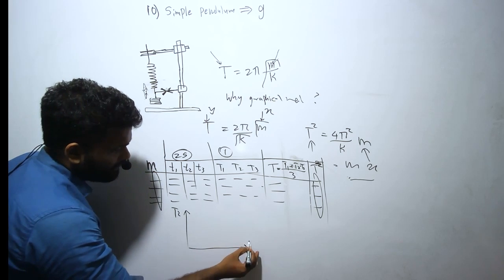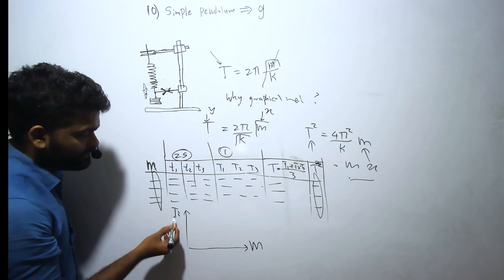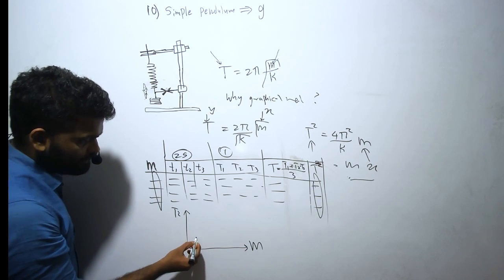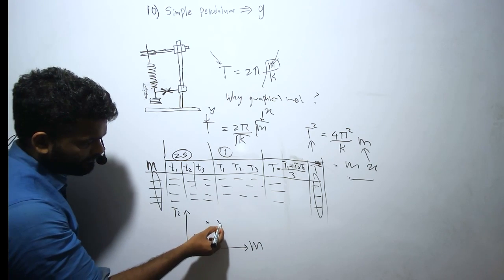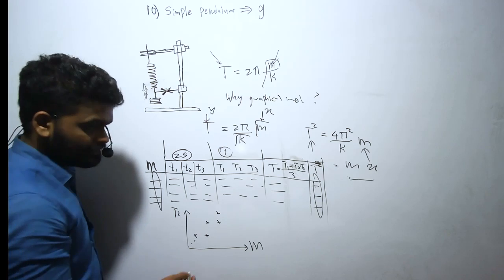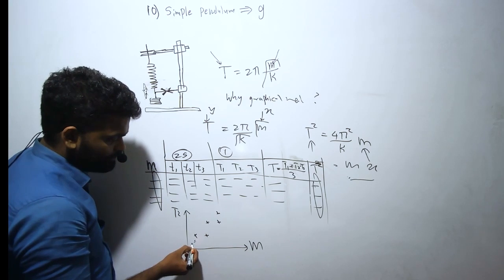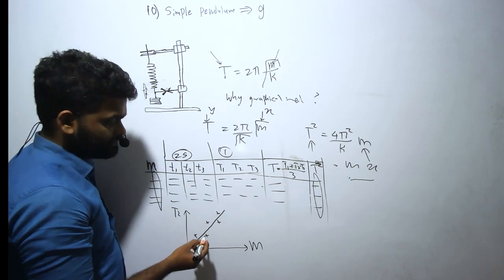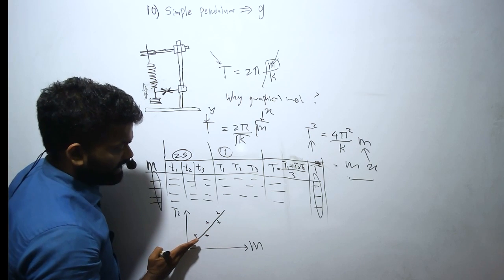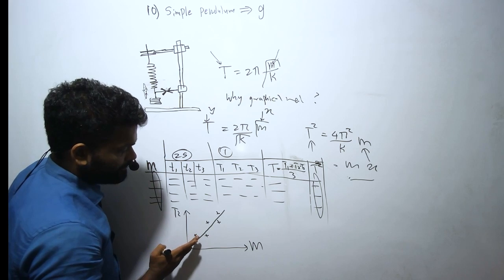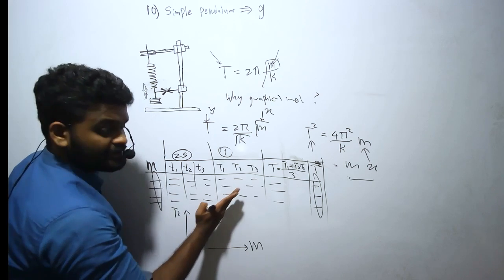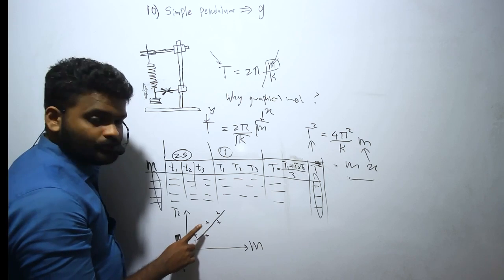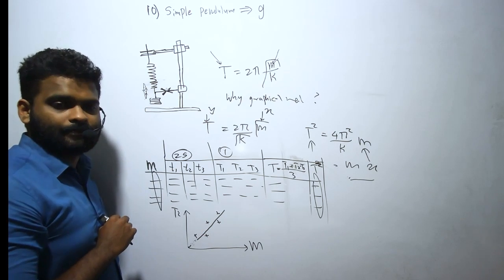You draw this graph between T squared and m. Then you have 6 coordinates like this. Then you draw the best fitted line, the line that goes right in between these coordinates. So if you get a straight line, what does it say?